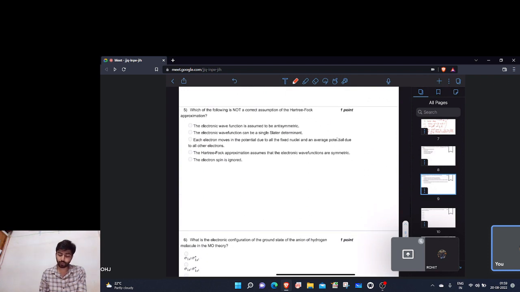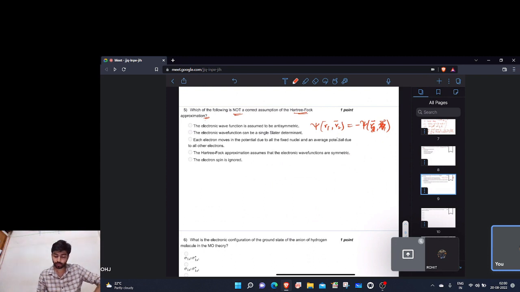Question number 5 says: which of the following is not a correct assumption of Hartree-Fock approximation? Now, Hartree-Fock approximation also accounts for the fermionic nature of electrons, and therefore one has to include the antisymmetry of the wave function, that is, the wave function of particles, say R1 and R2, would pick up a minus sign if you interchange their positions. So it is not symmetric for fermions. Then also the electronic wave function can be a single Slater determinant. That is also a valid assumption for Hartree-Fock. Each electron moves in a potential due to all the fixed nuclei and an average due to all other electrons, as we have also discussed.